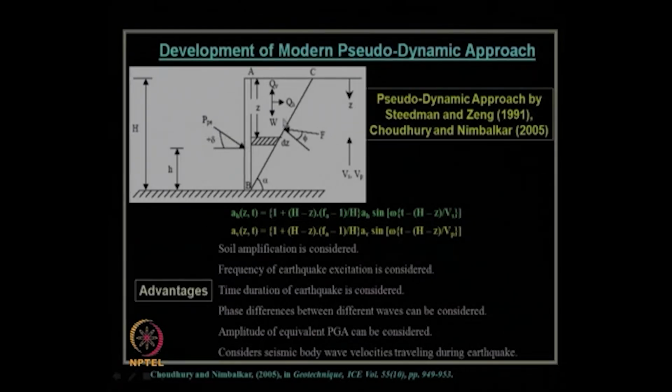This is the soil reaction. This is the weight of the failure mass ABC at a particular assumed failure angle alpha. And these are the seismic inertia forces QH and QV. QH is the horizontal seismic inertia force and QV is the vertical seismic inertia force.